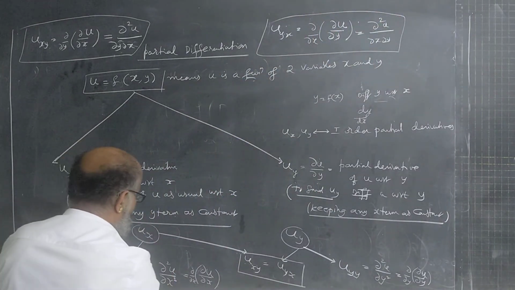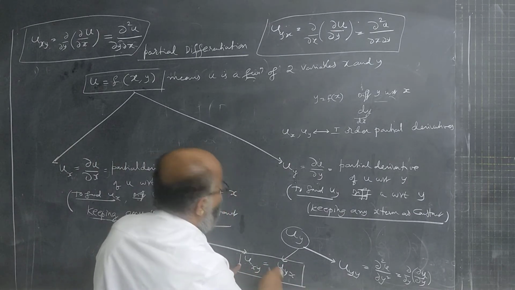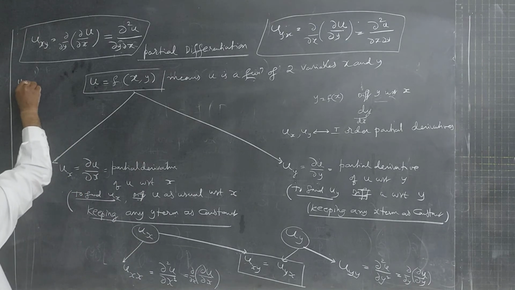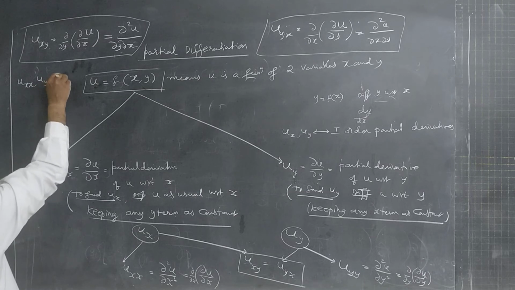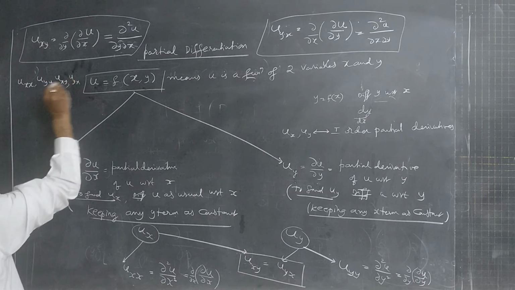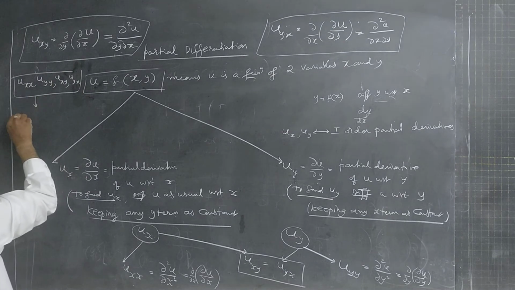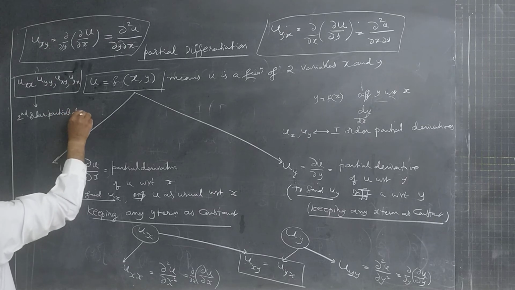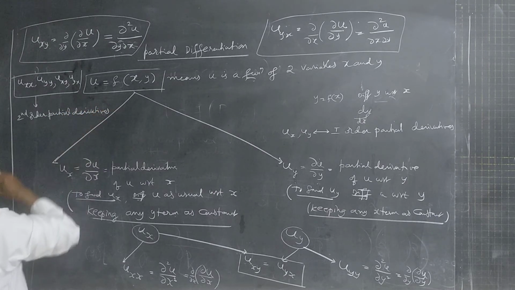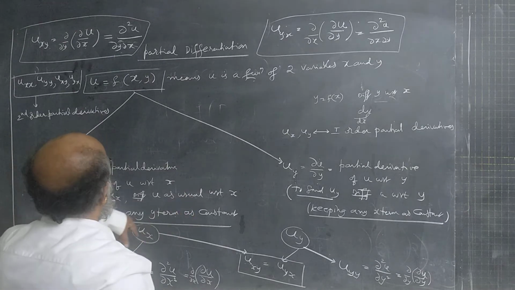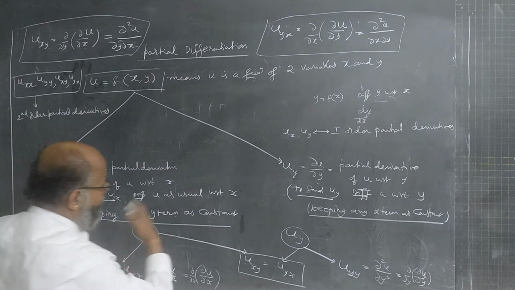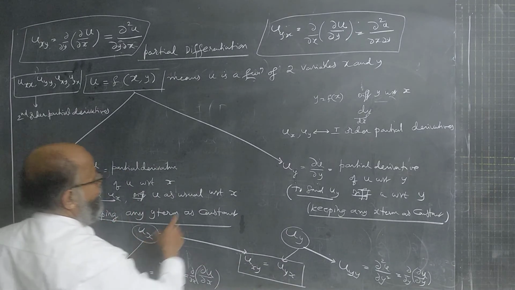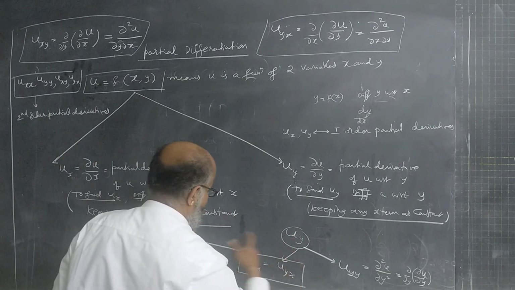Now observe here, u double x, u double y, uxy, uyx. They are called second order partial derivatives. These are called second order partial derivatives. This is a new concept. You have studied differentiation in PUC, but this is partial differentiation. Before entering into problems, you must learn by heart, understand the symbols, that is ux, uy, u double x, u double y, uxy, uyx.